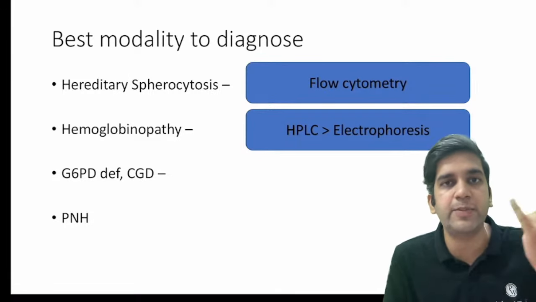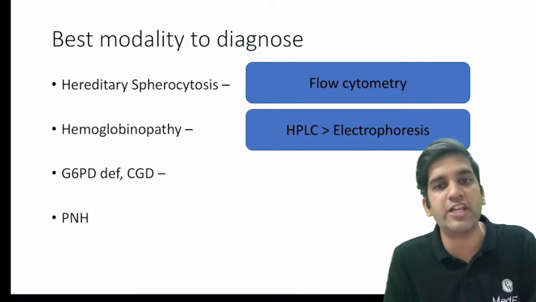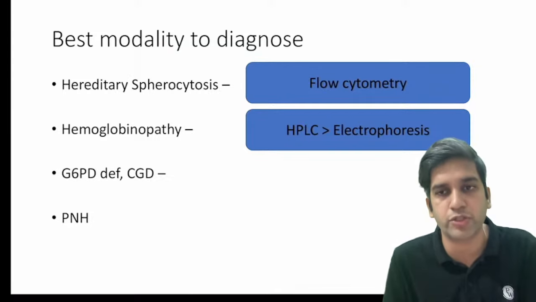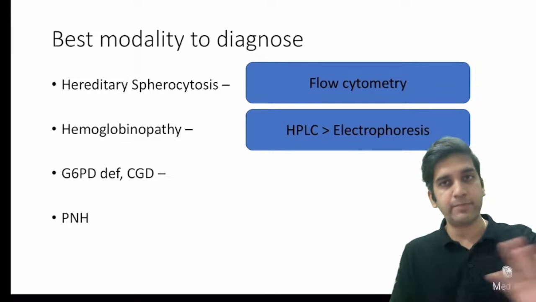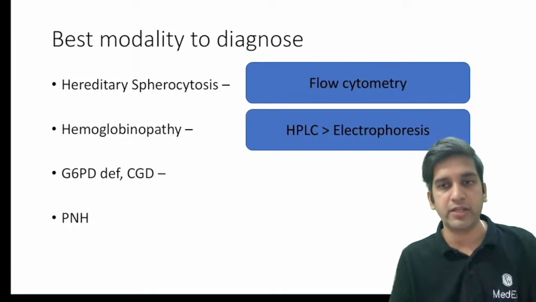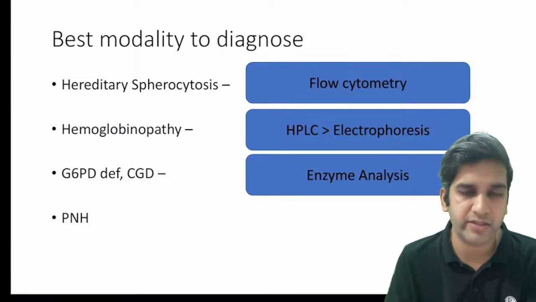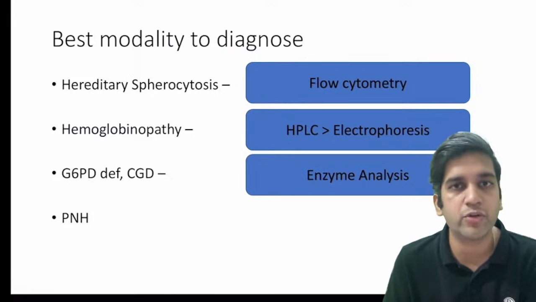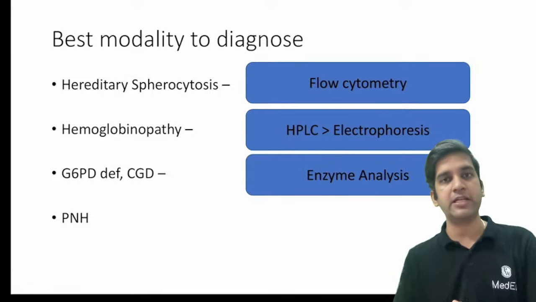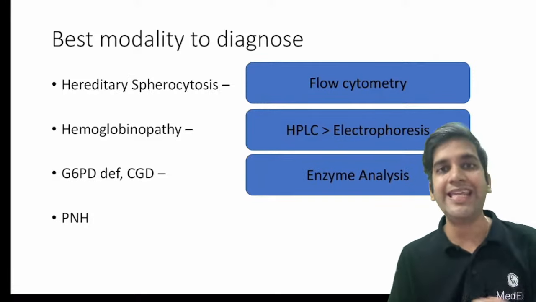Diseases like G6PD deficiency, CGD, which stands for chronic granulomatous disease. What's the investigation of choice? For any enzyme deficiency throughout the body, the best test is to assay the enzyme. If G6PD is less, it is G6PD deficiency. If your NADPH oxidase is less, it's NADPH oxidase deficiency. Right? It's enzyme analysis. That's the best investigation of choice for any enzyme deficiency.